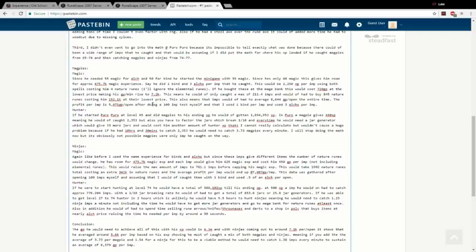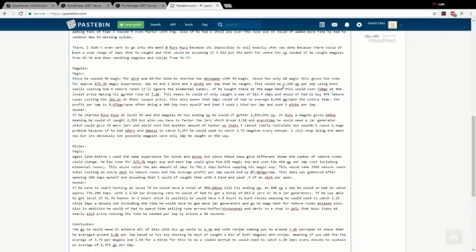nature runes per imp. And I got pretty generous, and I moved it down to 4 natures because every once in a while he's going to get a rune chain body or whatever the rune claws or whatever magpies give. So it would average out to about 4.5 alcs per, but I rounded down.